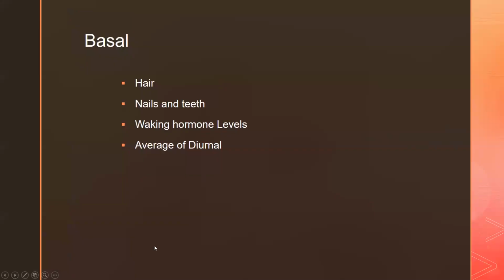So when we are looking at basal levels, again, we are looking at things such as hair, nails, teeth, waking hormone levels, and averages of diurnal. Because again, depending on the model that you're using, you might want to take an average to have that trait level hormone, because that can maybe change the way that this diurnal curve works. So if you're getting diurnal, you're also going to get basal, and you're going to get that trait hormone data as well.